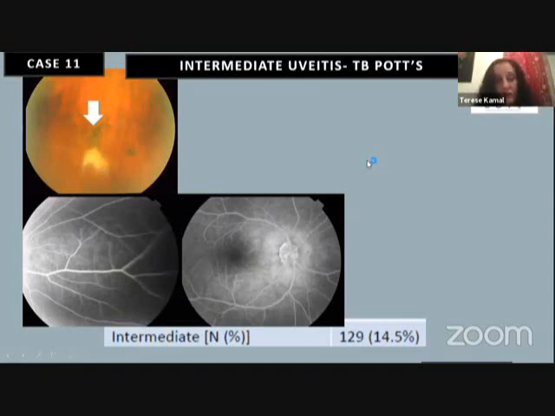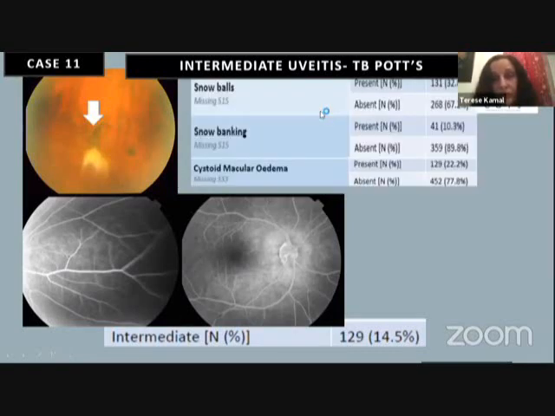So if you have a patient with intermediate uveitis who has peripheral multifocal pigmented lesions, you may consider TB in the diagnosis. In the COT study, intermediate uveitis was found in 14% of the cases. Snowballs were very common, in up to 32% of the cases, as compared to the presence of snowbanks. Snowbanks were only found in 10% of the cases, and cystoid edema in 22% of the cases.